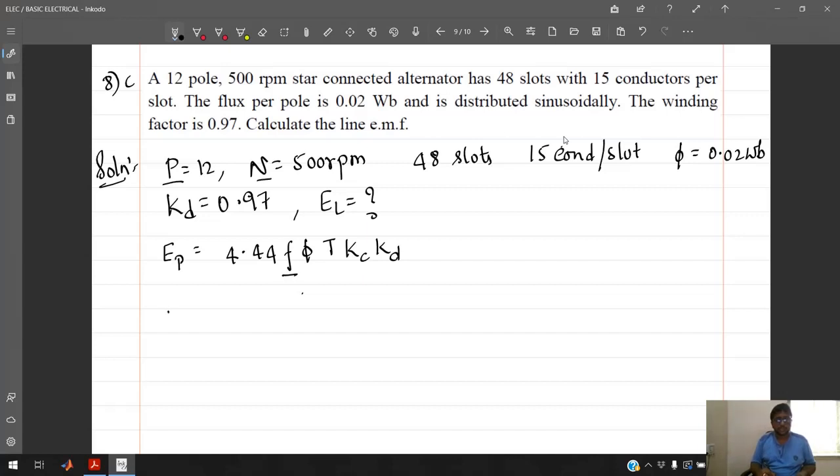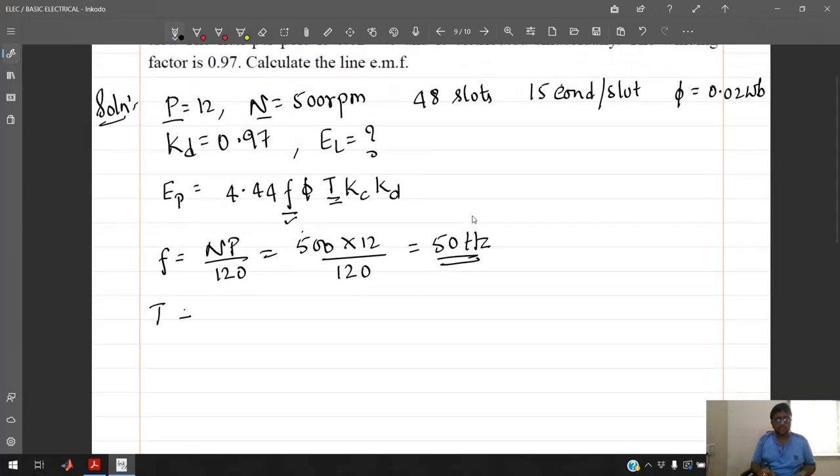So the first step is you have to calculate the frequency. f is equal to NP divided by 120, which is nothing but 500 into 12 divided by 120. So you are going to get it as 50 hertz. So this is the frequency. This part is already done. Flux is already given. You need to calculate what is T.